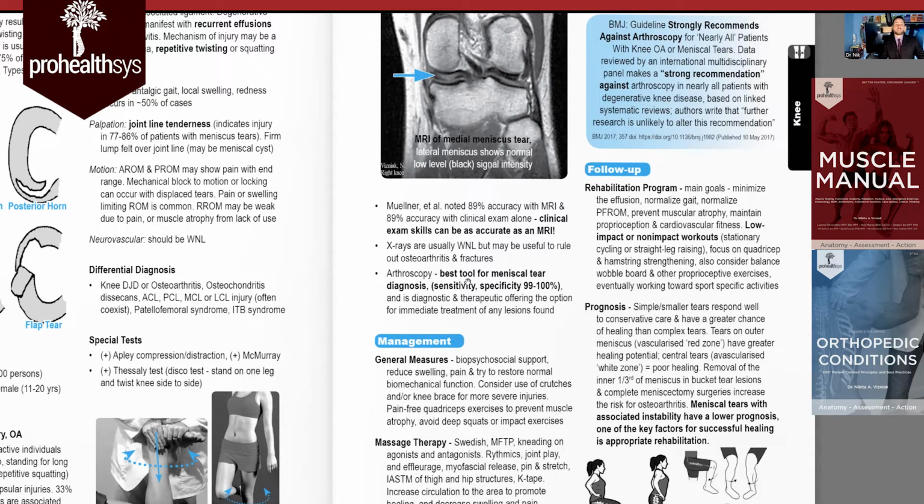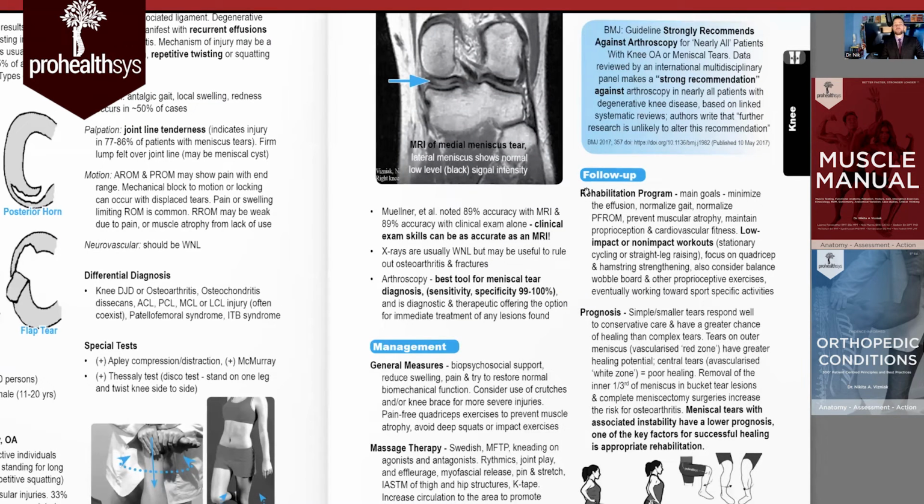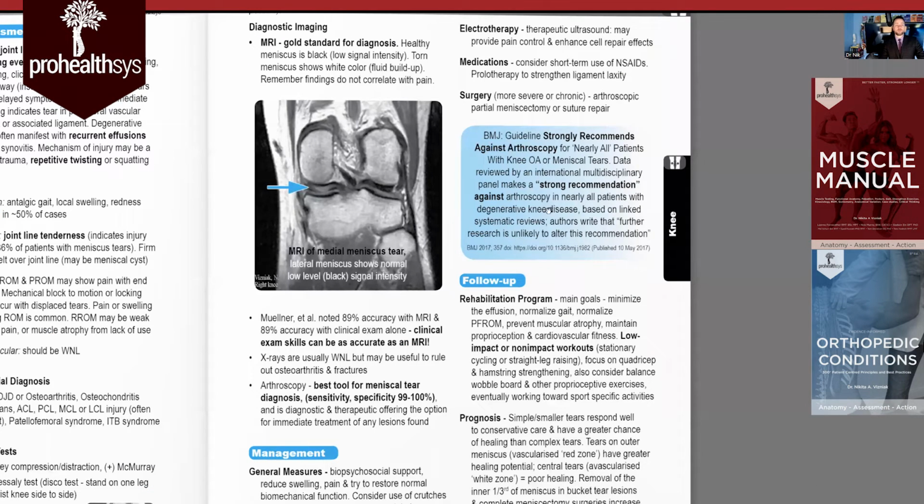X-rays are not really warranted in these cases unless you're trying to rule out a fracture or look at the level of osteoarthritis, but typically they're not going to be your best imaging choice. Arthroscopy might be okay if you're looking for the meniscus tear and really want to visualize it, with 99% sensitivity and specificity, but again, it may not necessarily be warranted. In fact, the British Medical Journal, we'll talk about this article in a second.